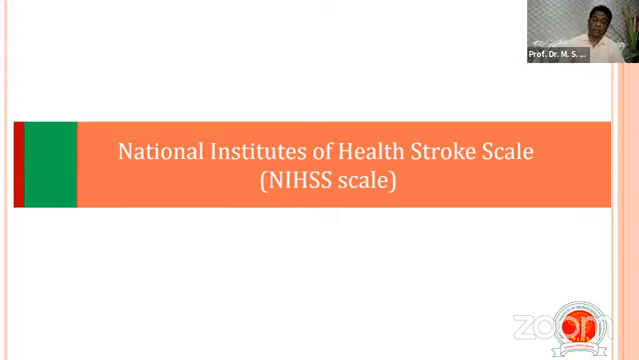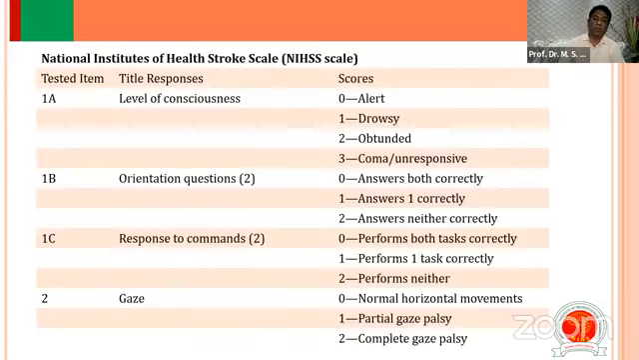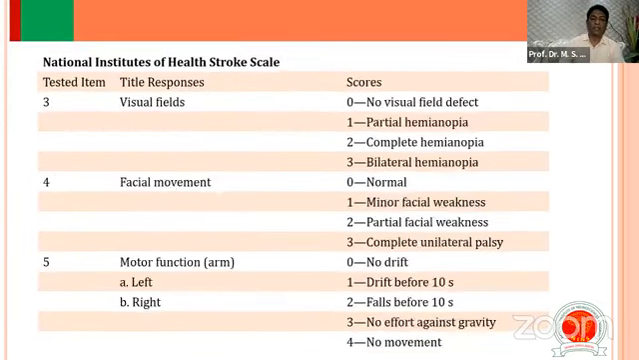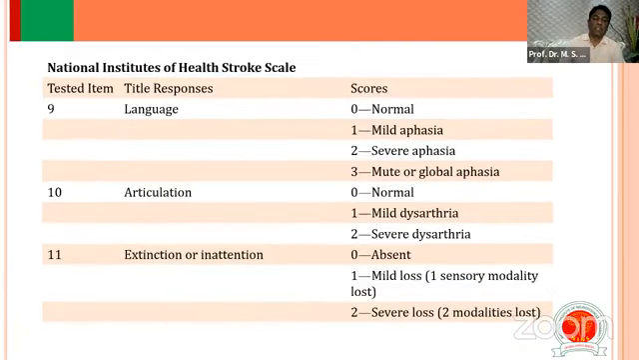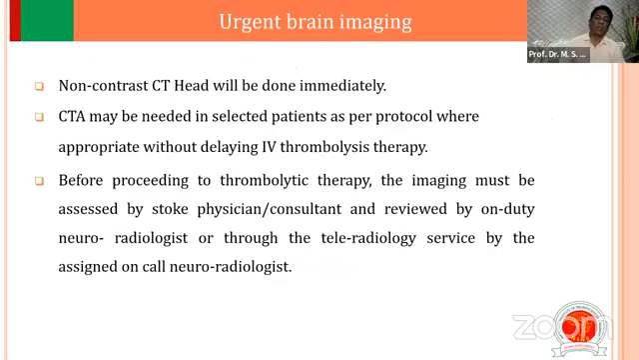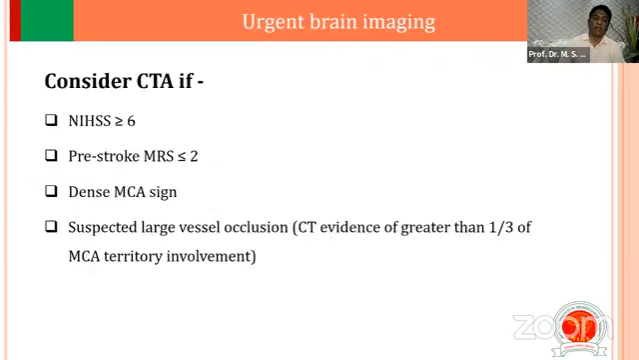There is the NIHSS score. We know that the total NIHSS score is 42 points, with 11 domains. We need a score of 4 to 24 for thrombolysis. We do the non-contrast CT scan as early as possible, but CT angiogram is sometimes needed.